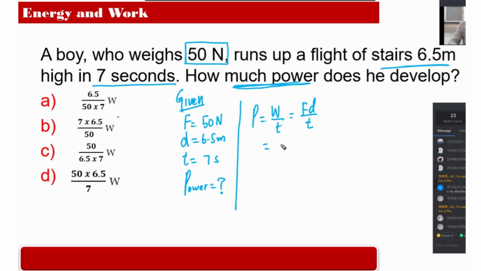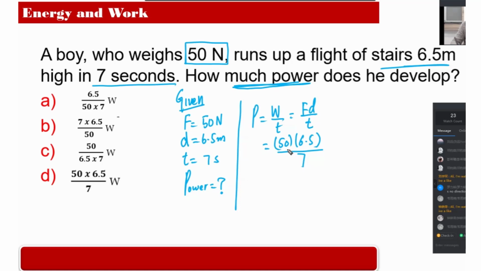Now you see, force is given. Force is 50 newtons and distance is given. This is 6.5 divided by time. Time is 7. So now tell me, what's the answer? Just type A, B, C, D. Okay, try to answer quickly, please.